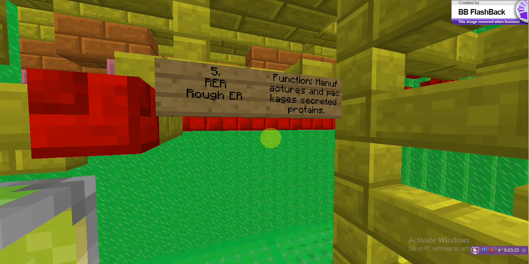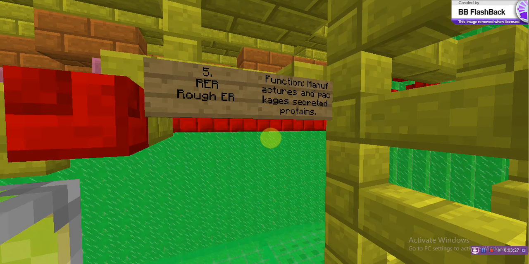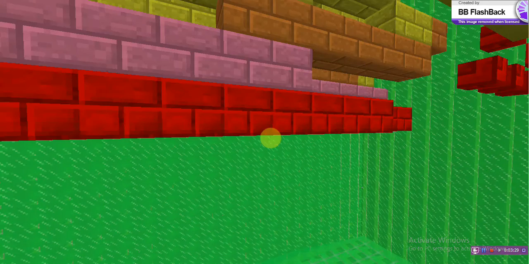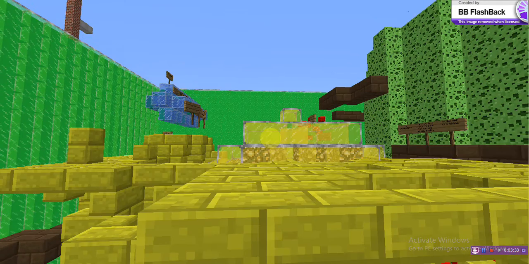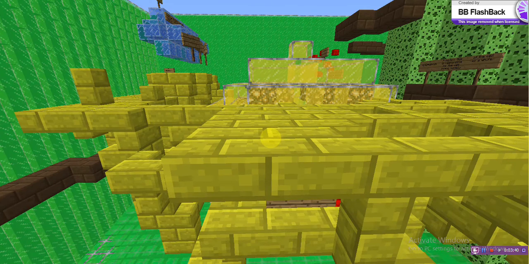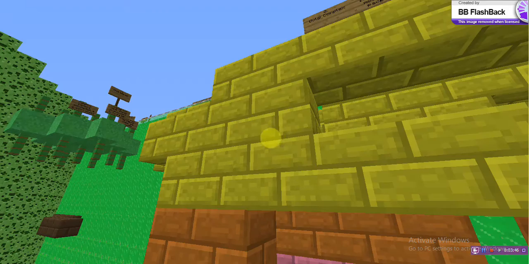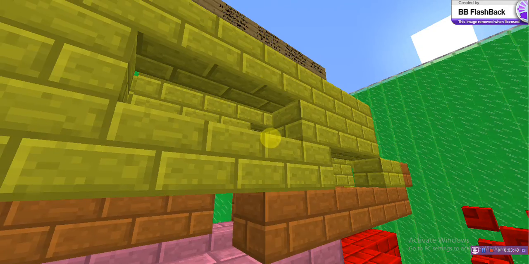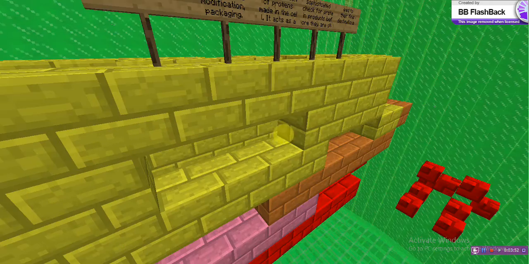So rough ER. Function: manufactures and packages secreted proteins. Basically it's helping to package and manufacture. So it's making them and packaging them, and then, if I'm correct, it sends them to the Golgi complex over here for a final check.